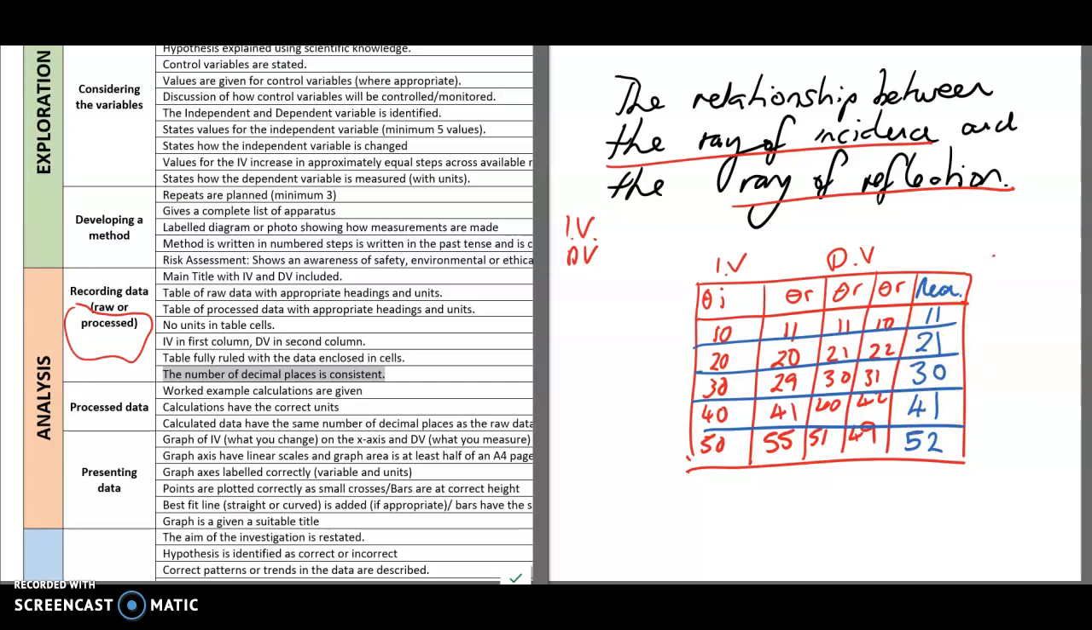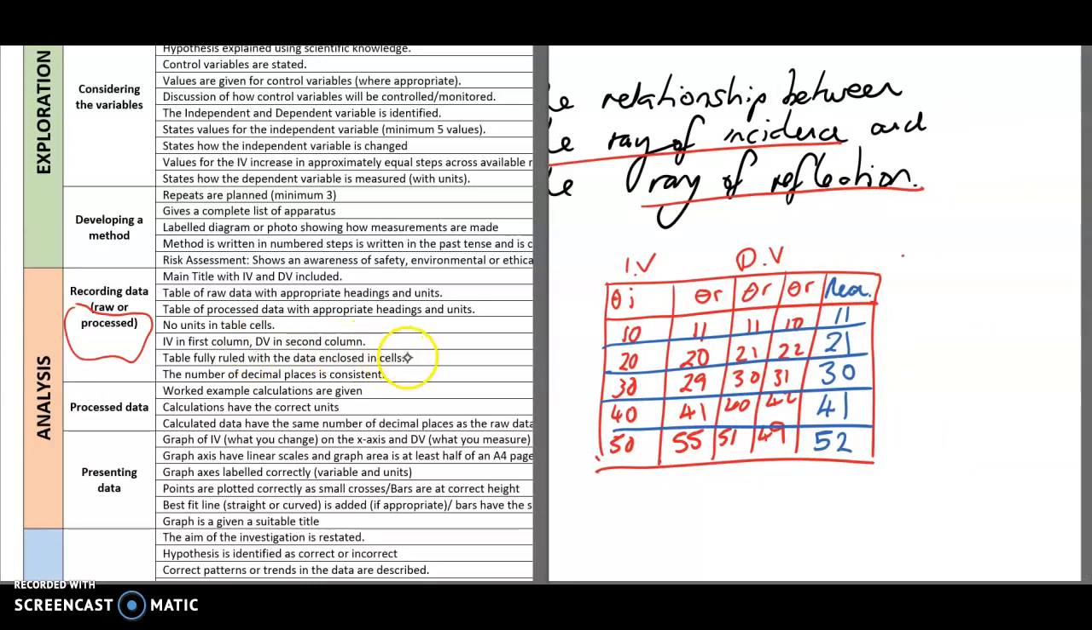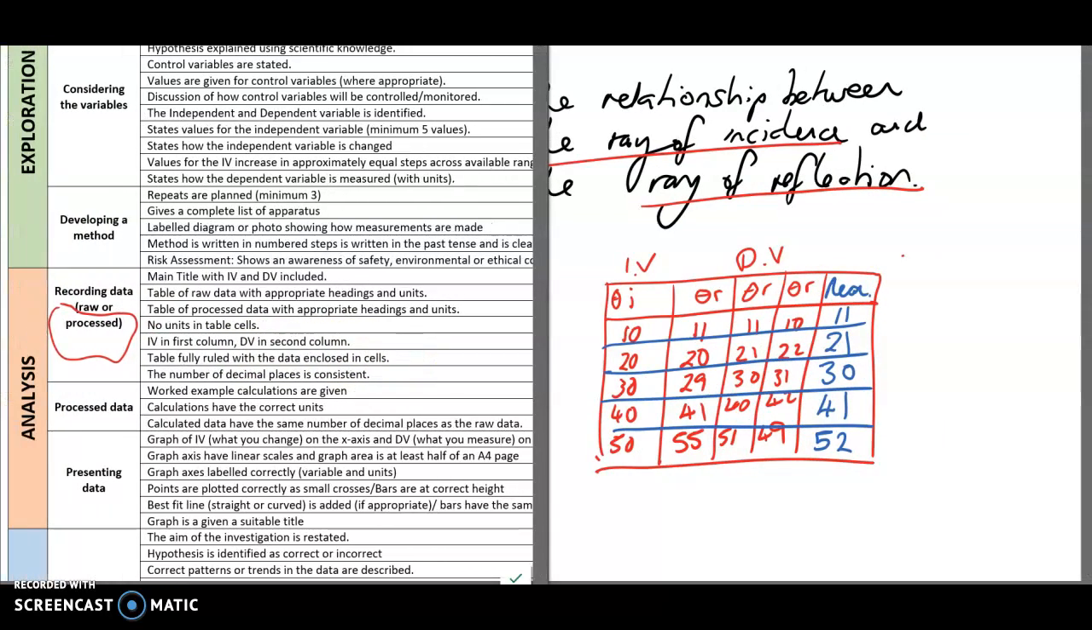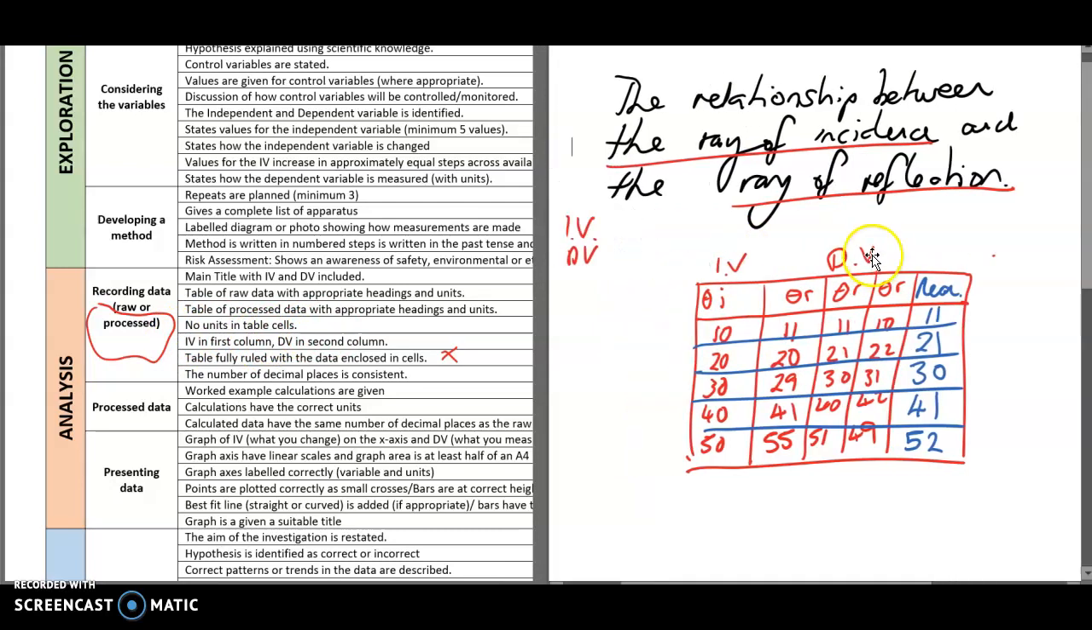Now just focusing on the success criteria over here. This one here, table fully ruled with the data enclosed in cells. Now I haven't used a ruler, so actually I'd probably get a little cross for that one. I have enclosed them all into cells, so they're all separate. Independent variable in the first column, yes, tick. Dependent variable in the second column, tick.